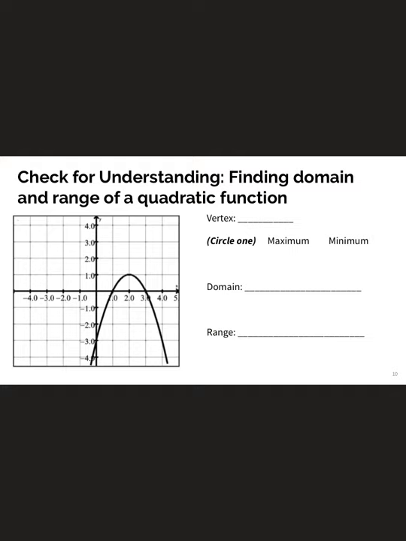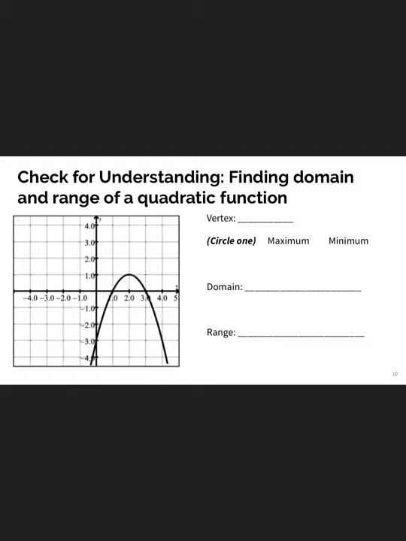So using the same graph from example 2, you want to, once again, identify your vertex, determine whether it's a maximum or minimum, and then based on that information, determine your domain and range. So take a minute to actually just try this on your own. All right, you tried it on your own? Ready to check your work?